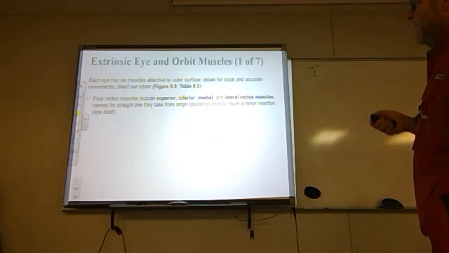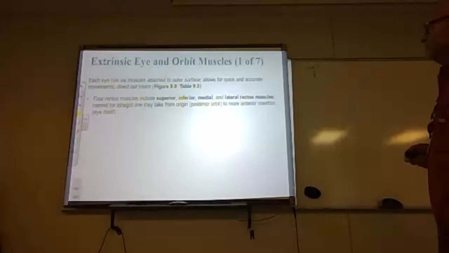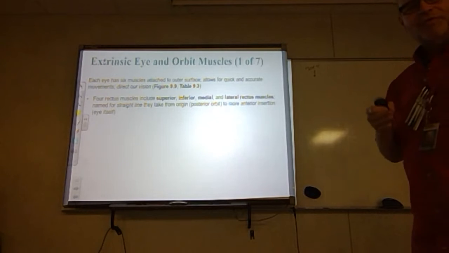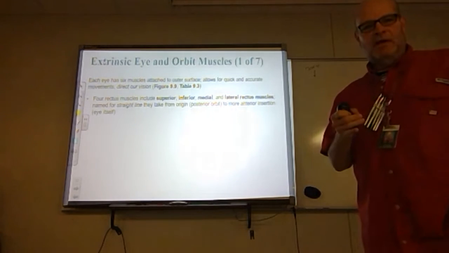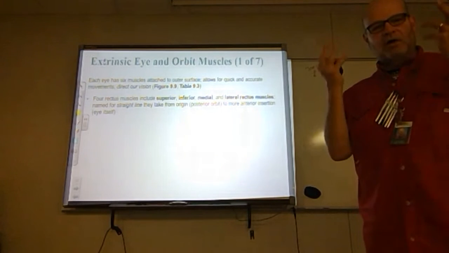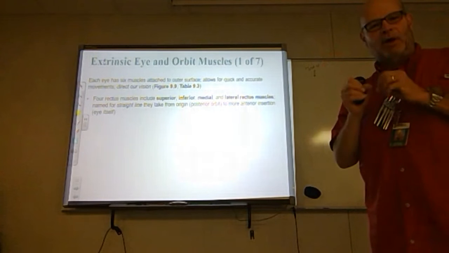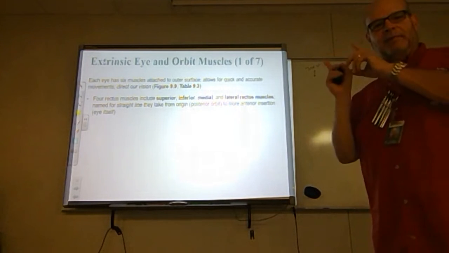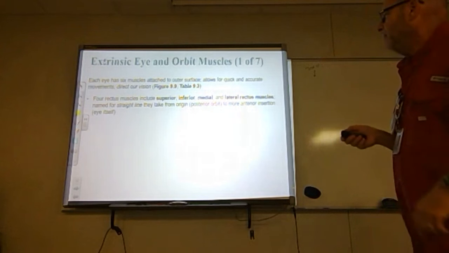Each eye has 6 muscles attached to the outer surface, which allows for quick and accurate movement. They direct our vision. These are the muscles that move the eyeball itself. They don't have anything to do with opening and closing the eye. They move the eyeball left, right, up, down, up and to the left, up and to the right, down and to the left, down and to the right.